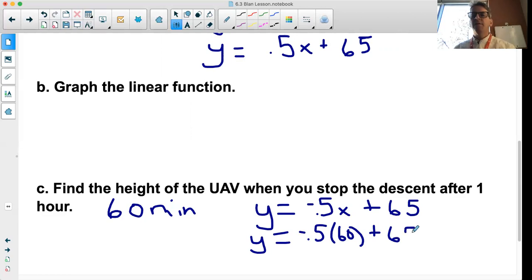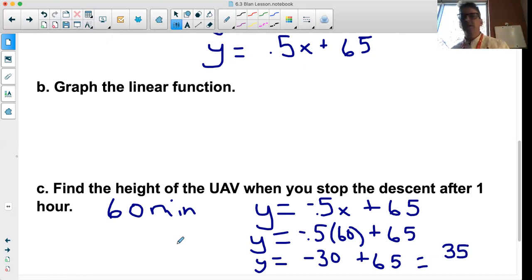So in this case, your answer would be y equals negative 30 plus 65, or in other words, 35. So you'll be at 35,000 feet after 1 hour of descent. 35,000 feet after 1 hour or 60 minutes of descent.